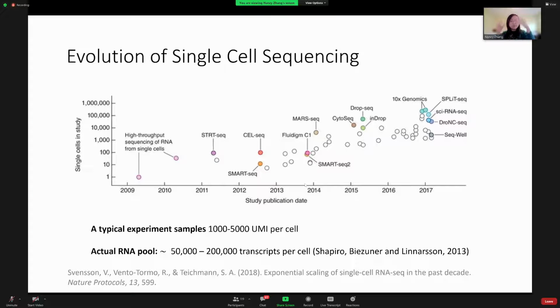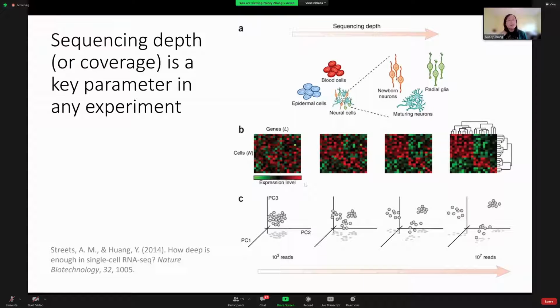So you can think about each cell being like a bag of RNA, right? How much RNA is in there? There's about 50,000 to 200,000 transcripts per cell. So you're taking a small sample in order to hopefully have a representative sample for that cell. Obviously, the larger the sample, the higher the coverage of sequencing for each cell, the better the data you're going to get. And with better data, you will be able to tell apart more subtle differences in cell state, right?